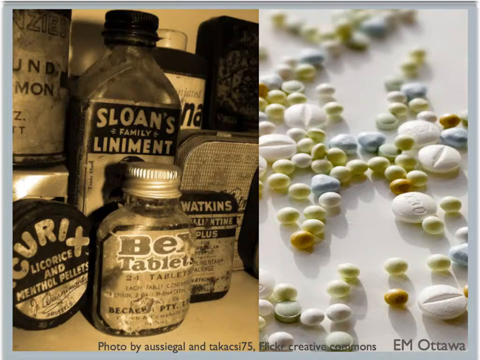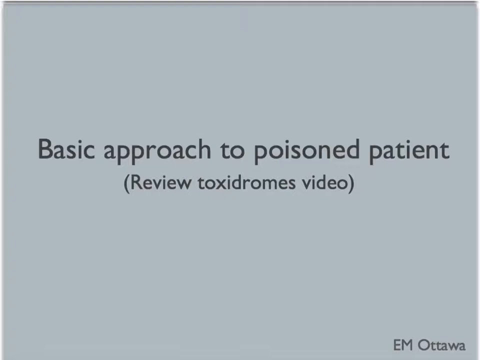A 35-year-old comes into your emergency department after a family member found him confused at home with a suicide note. He's taken something, but family is unable to provide any information. How do we go about looking after this patient? This video will take you through the basic approach to the patient with an unknown overdose. If you have not already done so, we suggest you review the Toxicology video prior to this.